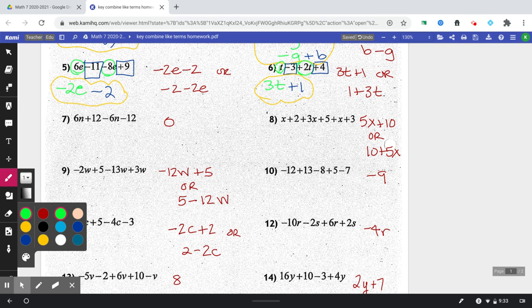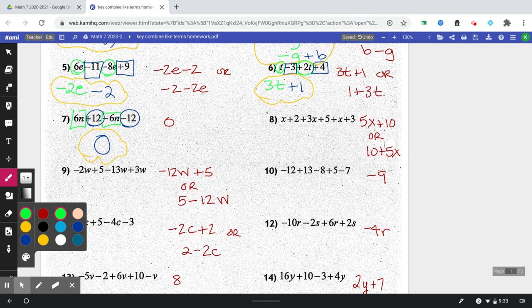Okay, next one we have 6n's minus 6n's. So think 6 minus 6, you get 0. If you have 0 n's, we don't even have to write down the 0. Okay, then we're going to combine positive 12 and negative 12. So 12 plus negative 12, those are opposites, so that also equals 0. So this has a total of 0. There's 0 n's and then a value of 0.